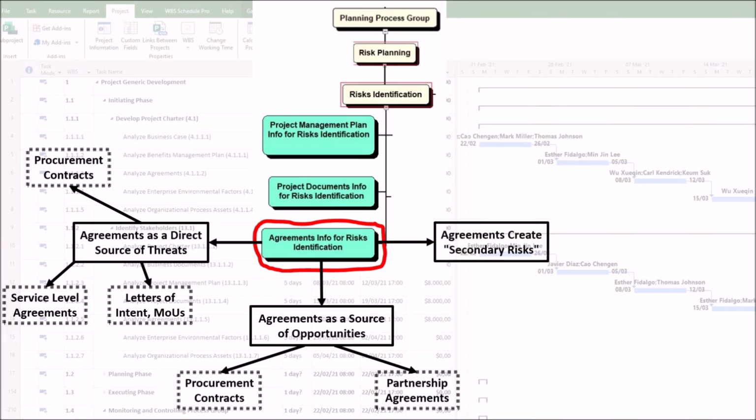3. Agreements create secondary risks. The very act of responding to a risk can create new risks tied to an agreement. For example, to mitigate the risk of a key supplier going out of business, which is a primary risk, you decide to engage a backup supplier, which is the risk response. This action creates a secondary risk. The cost of the new agreement with the backup supplier might be higher, or their terms might be less favorable.